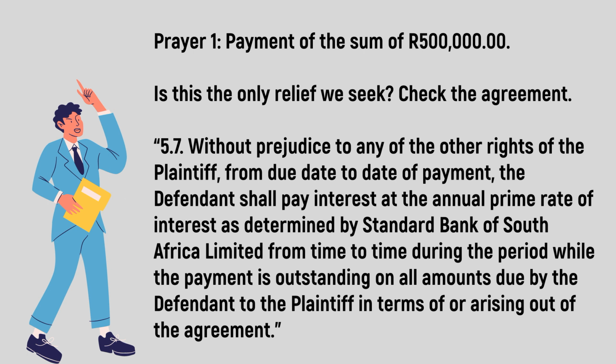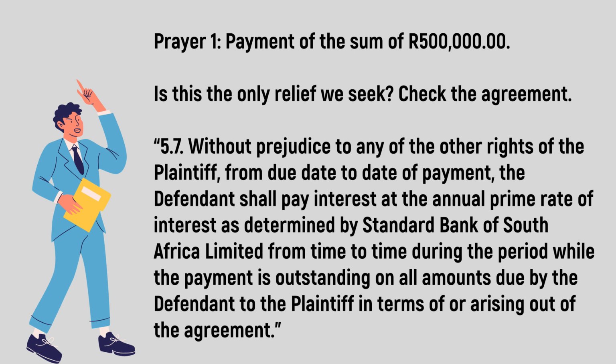Now, what exactly is the relief we seek on behalf of the client? Well, we know that the defendant owes our client 500,000 Rand at the very least, so prayer 1 will be payment of the sum of 500,000 Rand. Take note that you do not have to use this exact wording. Is the payment set out above the only relief we seek? No. Let's go through the material terms of the agreement, which we have set out in our particulars of claim, and see whether we need to claim further relief.